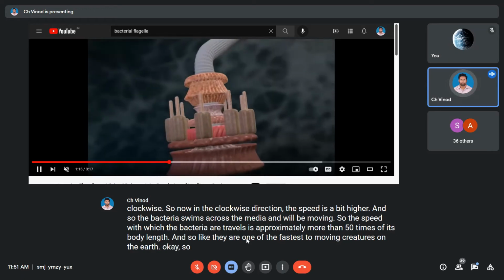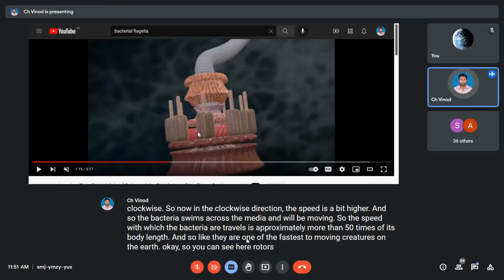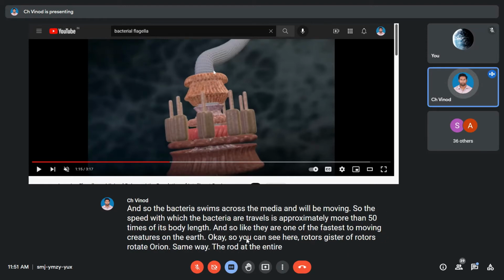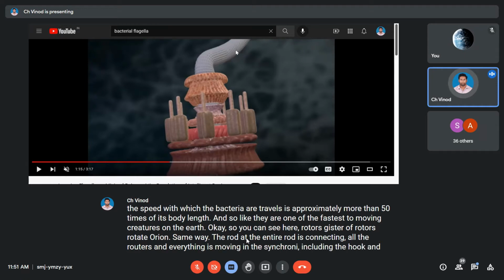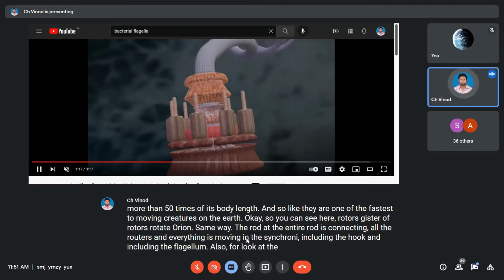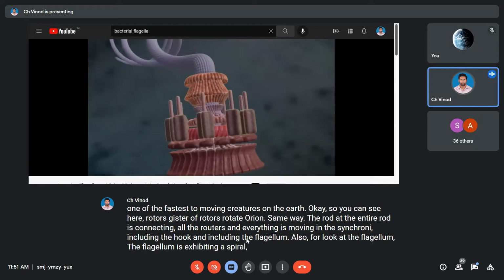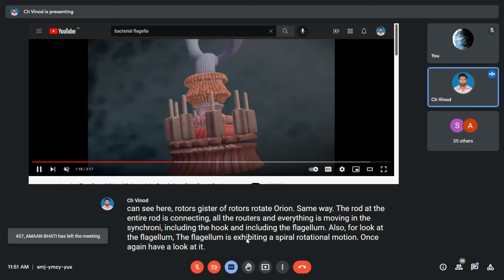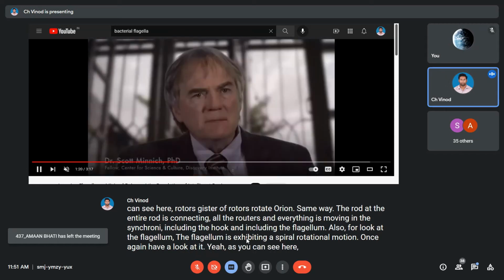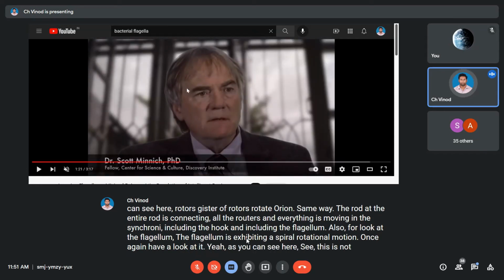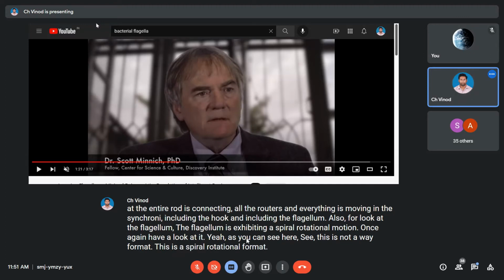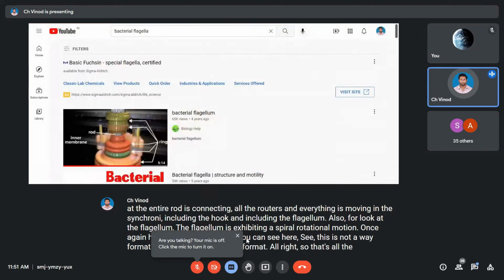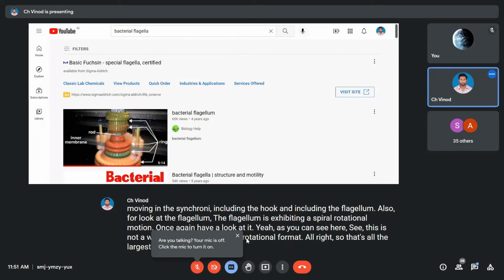Okay, so you can see here, in whichever direction the rotors rotate, the same way the entire rod is connecting all the rotors and everything is moving in synchrony, including the hook and including the flagellum also. So look at the flagellum. The flagellum is exhibiting a spiral rotational motion. Once again, have a look at it. Yeah, as you can see here, this is not a wave format. This is a spiral rotational format. All right. So that's how the largest of the rotary motors work in nature.